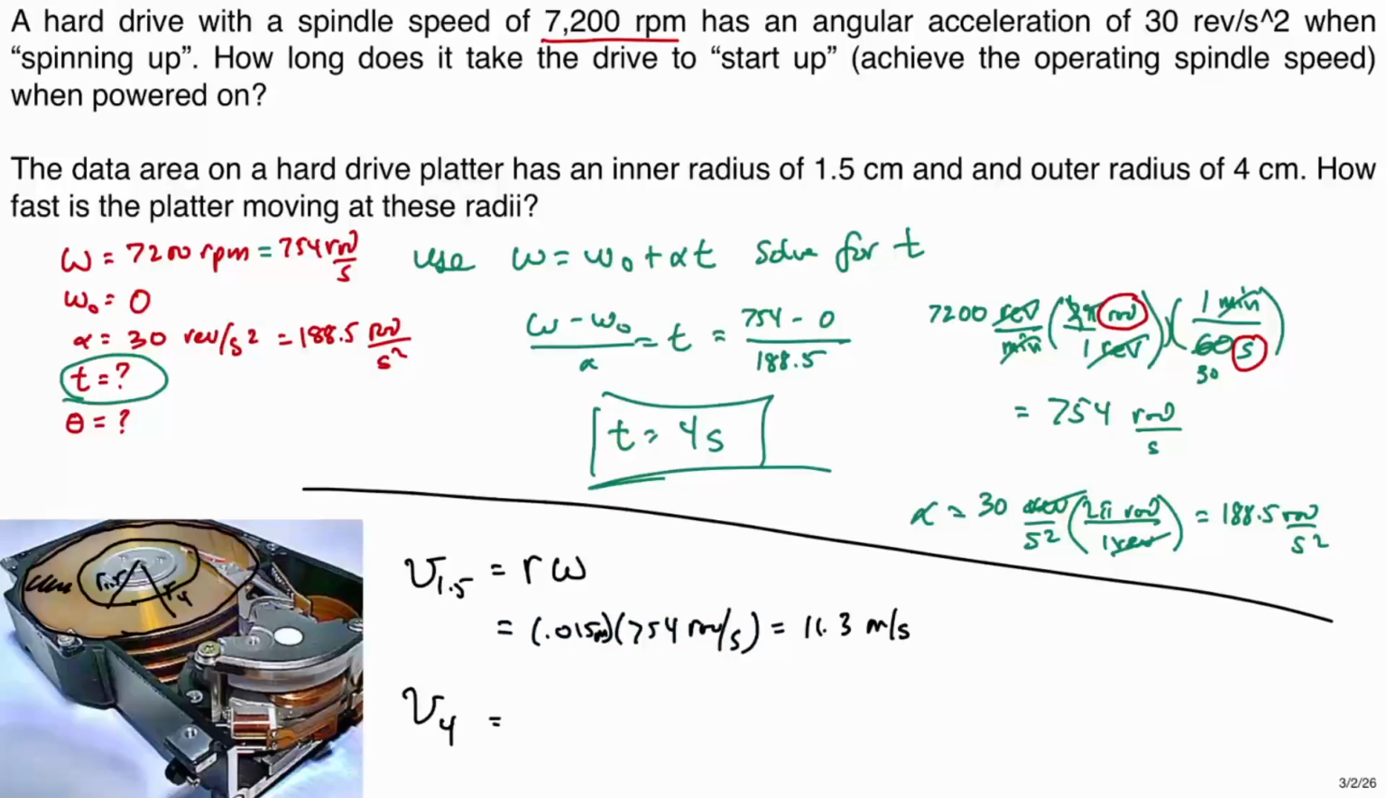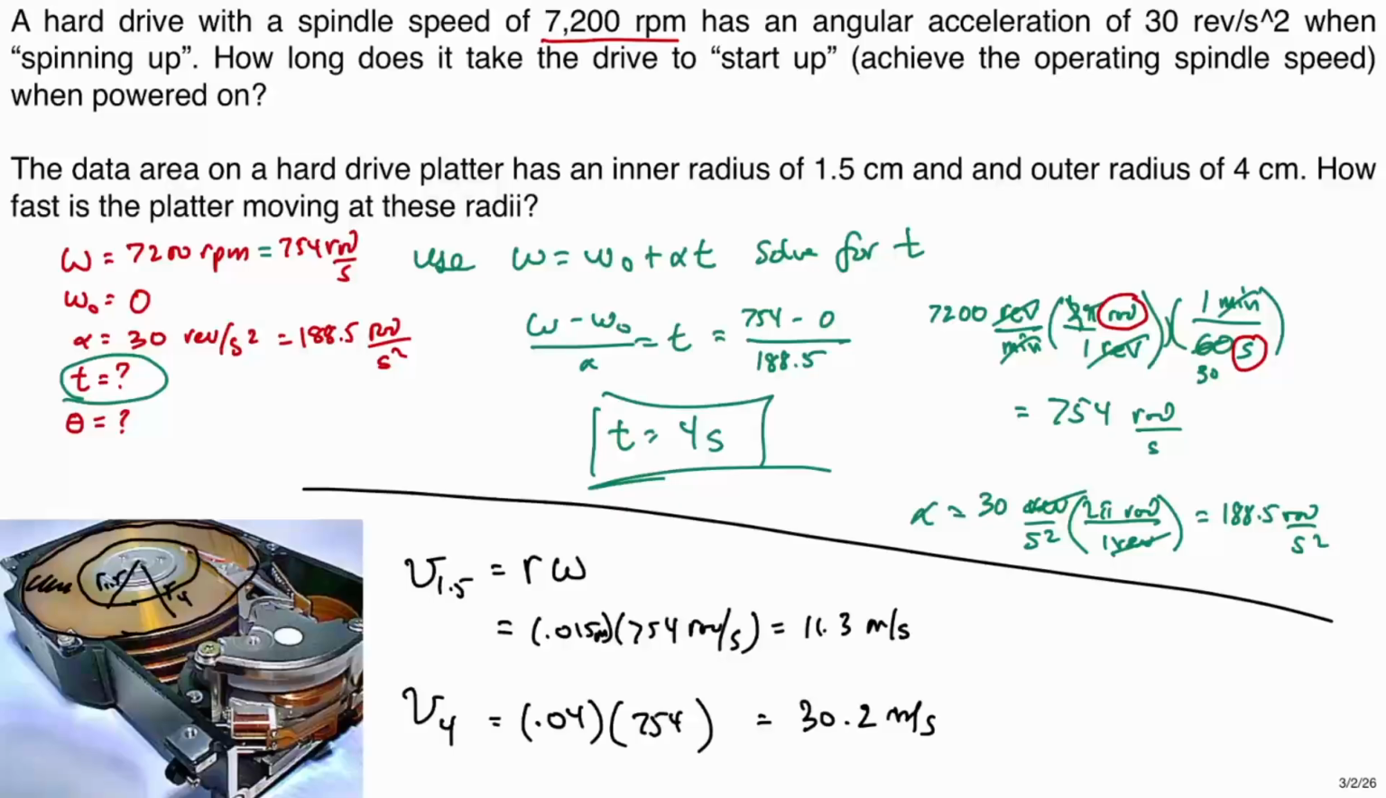At 4 centimeters, what am I going to put in for the distance, the radius? 0.04 meters times 754 radians per second. That one gets me 30.2 meters per second, or approximately 68 miles an hour. So data on the surface of the drive is traveling anywhere from 25 miles an hour to 68 miles an hour, depending on which radius it's been stored at.